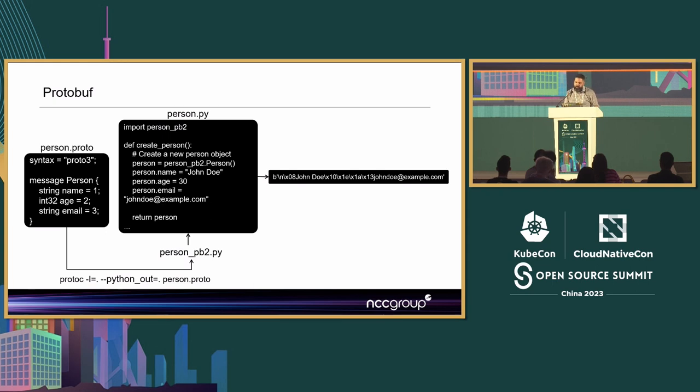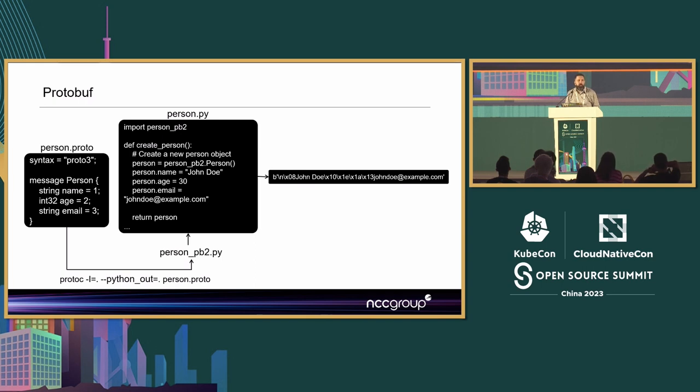And first of all, we'll need a protofile that will define the structure of the data that we want to serialize. In this case, we want, for example, to include the name, age, and an email. And then with the command below, you can create a module that can be imported into your Python script, and there we can create the serialized object. And here at the right, you have the output in byte format.